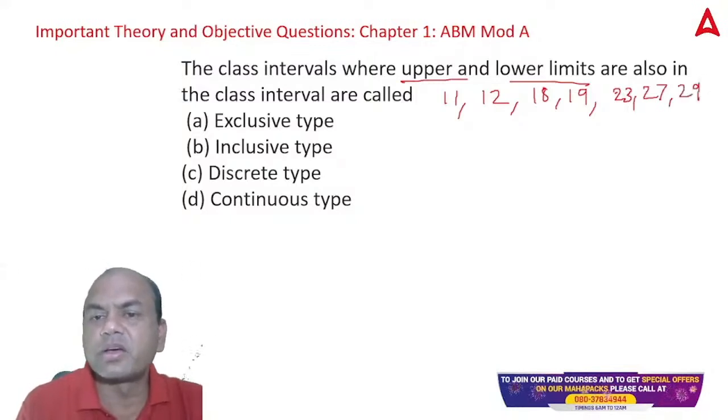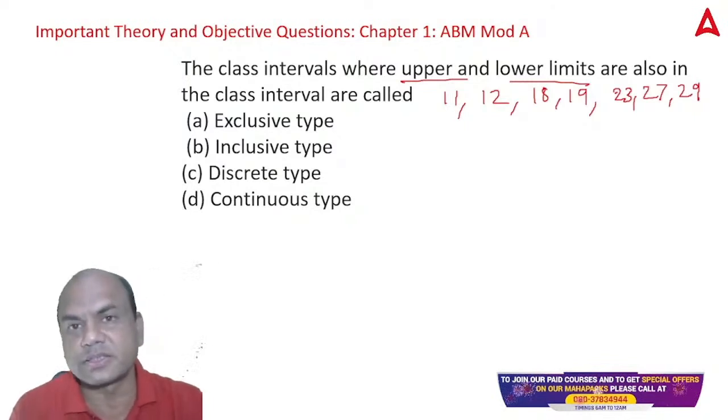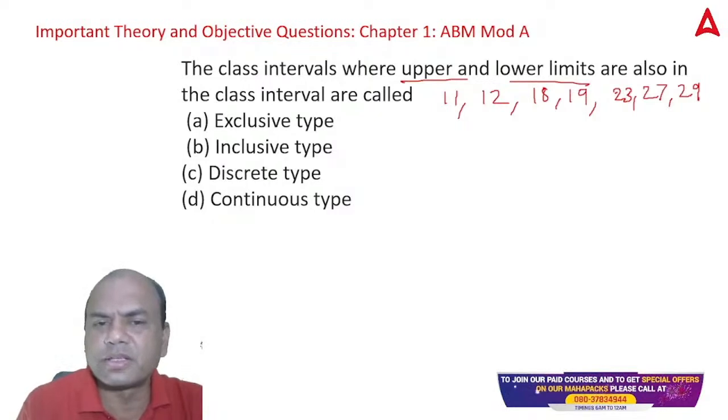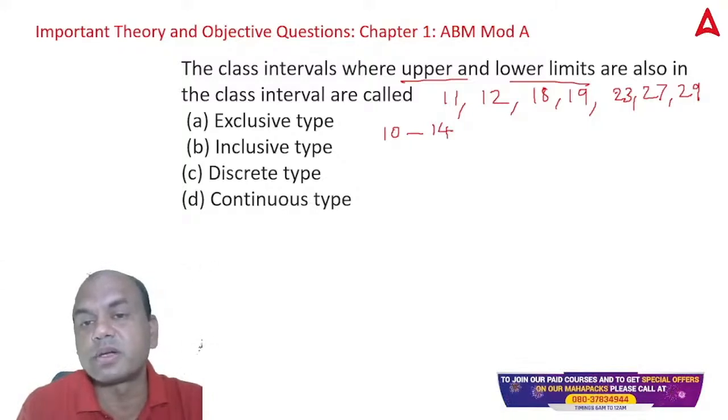Now I have to arrange these numbers in classes. So how will I arrange them? Let me start with a simple one. I can arrange it this way: 10 to 14, and there I'll write both inclusive. 10 is also included and 14 is also included.